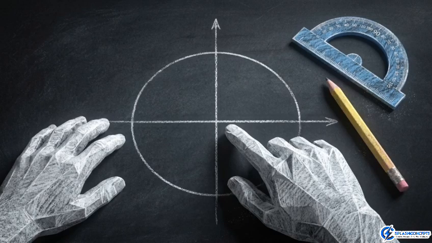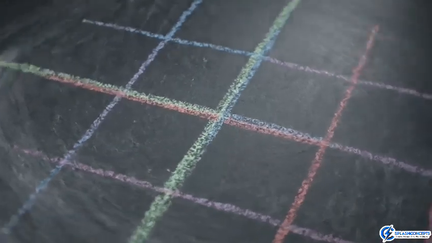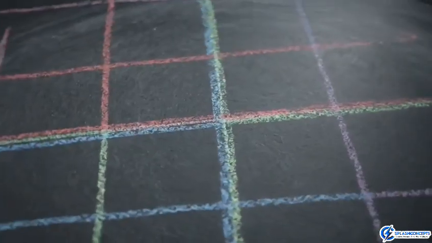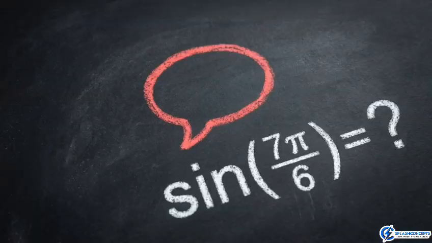Let's test your spatial intuition. Locate the angle 7 pi over 6 on the map. Using the ASTC rule and the quadrants we've discussed, determine if the sign of that angle is positive or negative, and leave your answer in the comments.